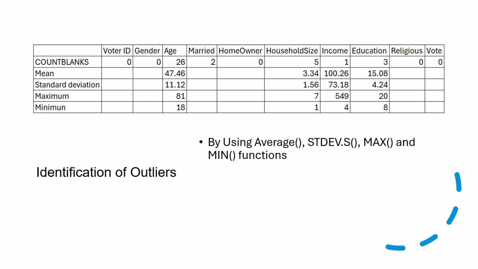As you can clearly see, age has an average of 47.46, household size is 3.34, income is 100.26, and education is 15.08. Same as in the maximum, age is 81, household size is 7, income is 549, and education is 20.